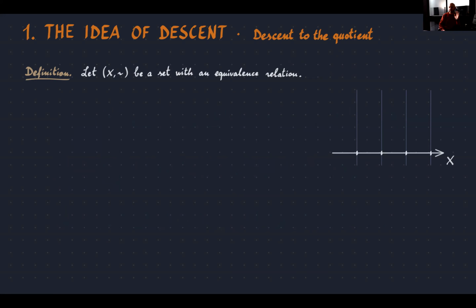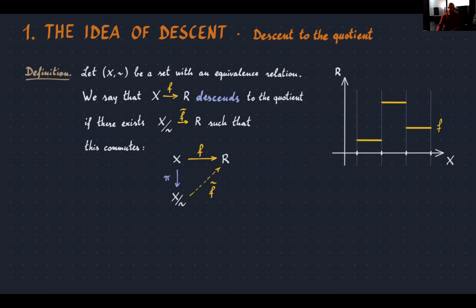Take a set with an equivalence relation. So here I just draw it as a partition into cells. Take a set with an equivalence relation, and now a function on this set is said to descend to the quotient if there exists some other function down here on the quotient that makes this diagram commute, where pi is a quotient map. And it usually tends to look like this. It's something that's constant inside the cells of the equivalence relation, okay? So it descends to the quotient.